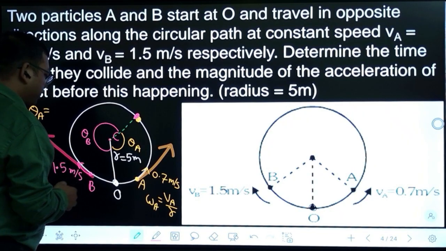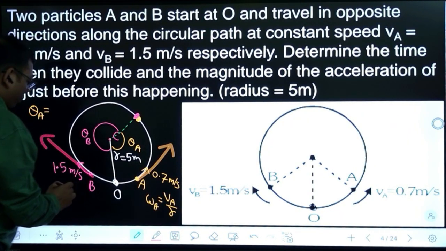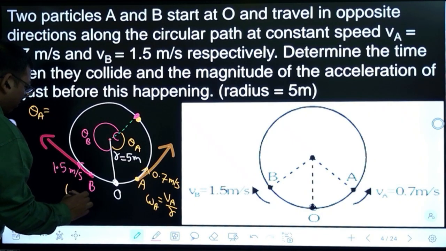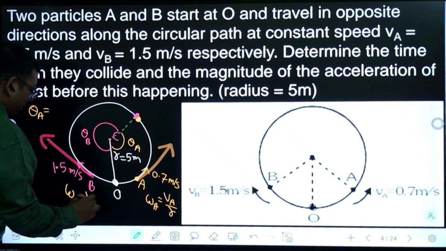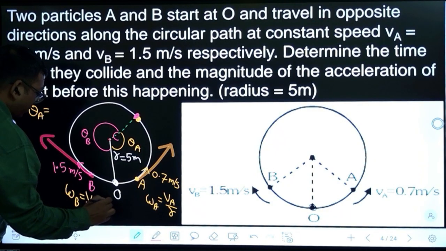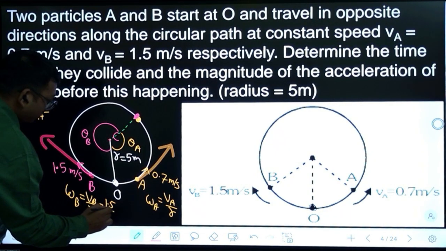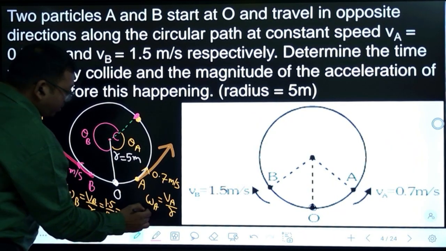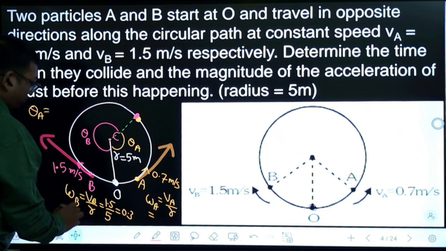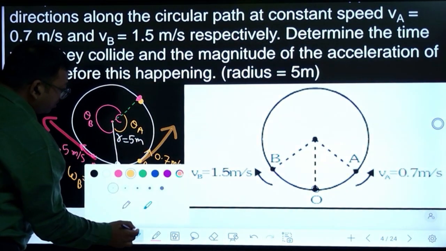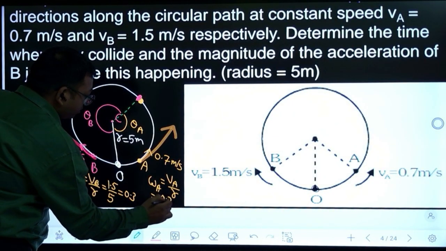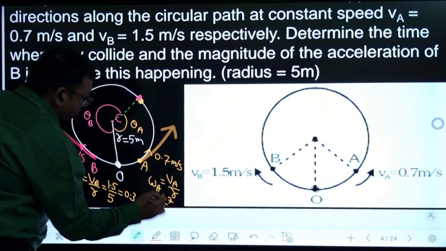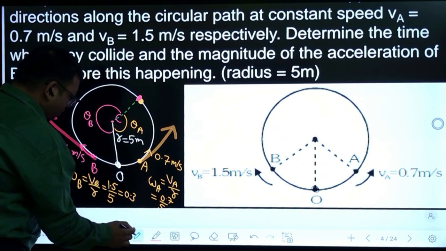V by r we can calculate. Similarly, omega of B also we can calculate, V B by r. So VB is 1.5 and the radius we have given as 5, so that will become 0.3. Similarly, omega A will become how much? This is 0.7 divided by the radius 5. That we can calculate. How much will come?